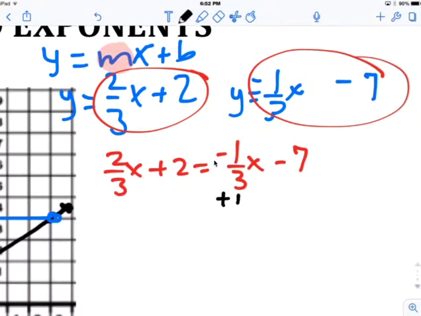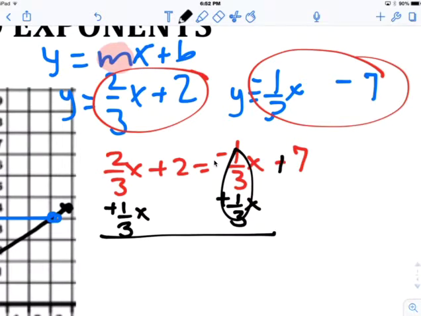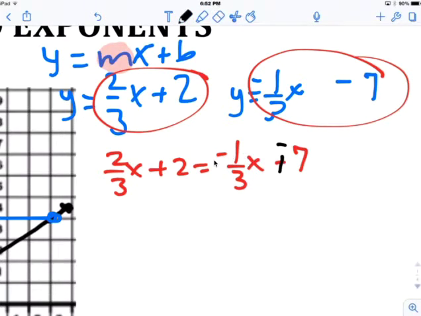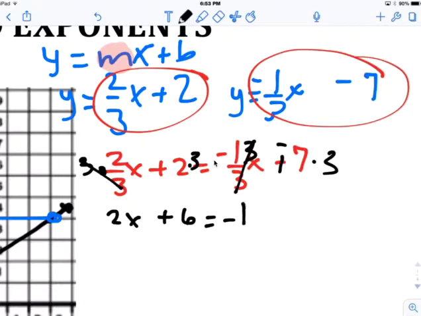We add a third x, add a third x. That gets you a negative 7. 3 over 3 is 1 whole, or if some of you don't want to work with fractions, you can always get rid of them. 3 times 3 times 3 times 3. 2x plus 6 equals 2. Negative 1x plus a negative 21.